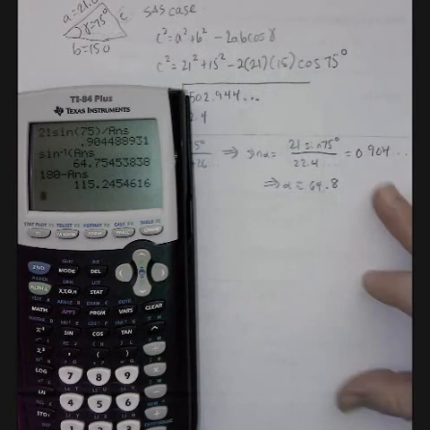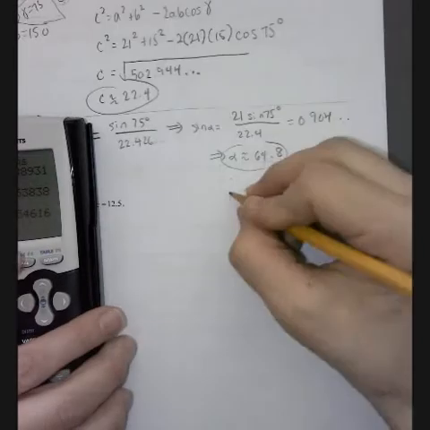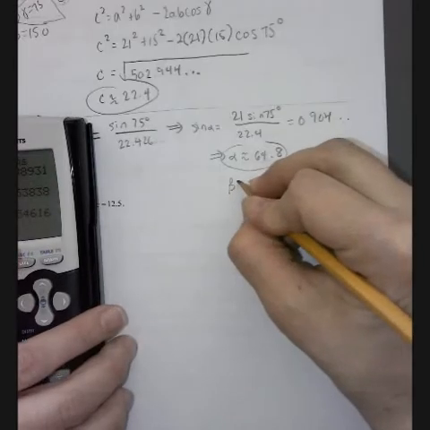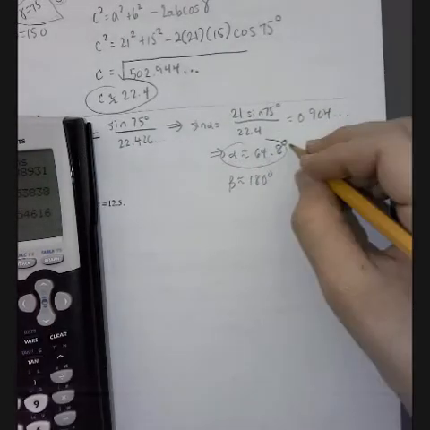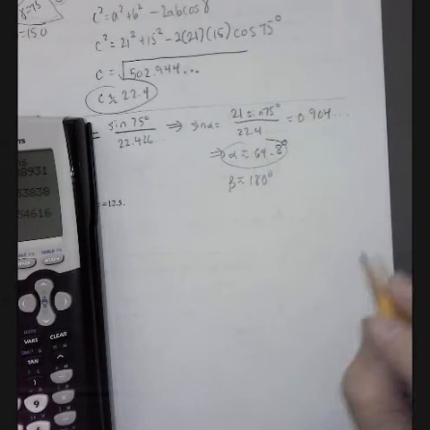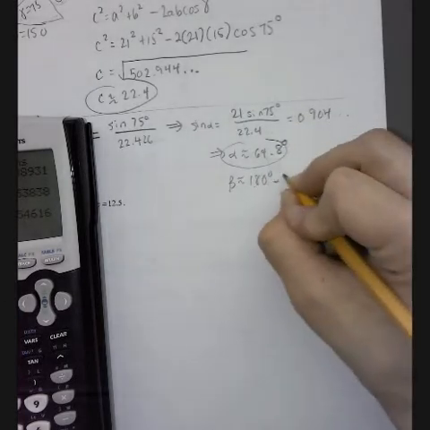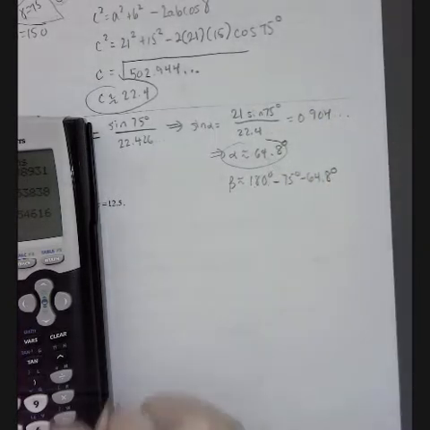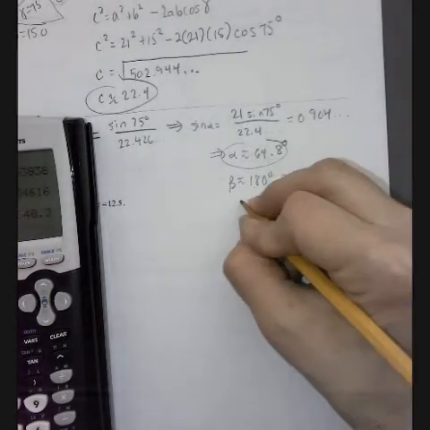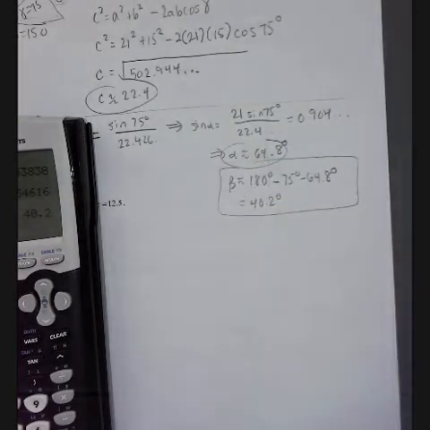So there's alpha, we've got C, and then beta will just be 180 degrees. Whoops, I need to make sure I label. I'll take a half a point or a point off if I forget that, because otherwise it's radians, right? Okay, 180 degrees minus 75 degrees minus 64.8 degrees. So that is 40.2 degrees. So beta is approximately 40.2. And we've solved that triangle.